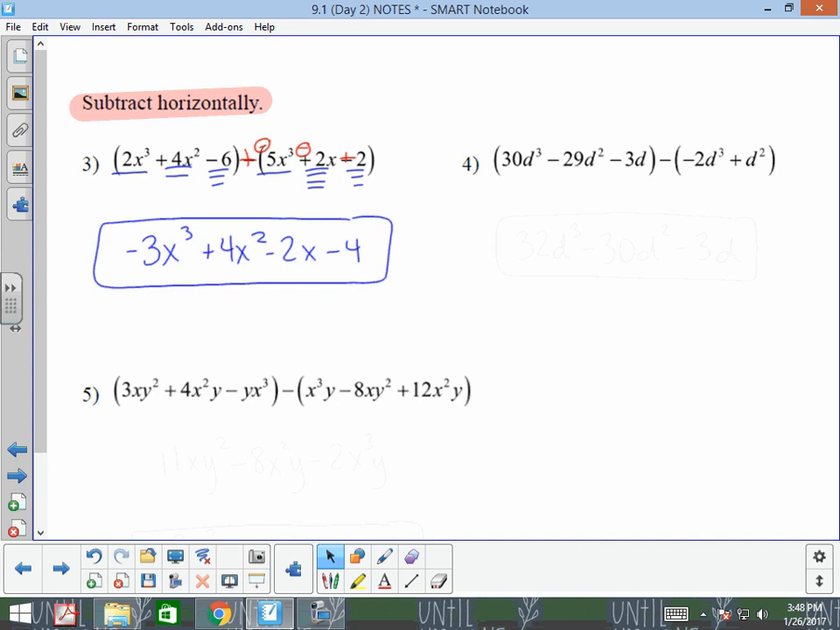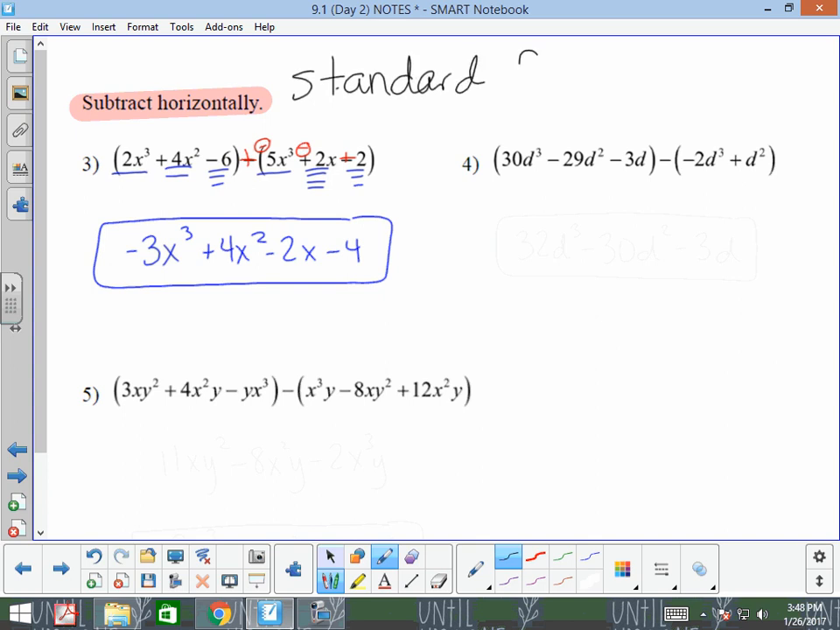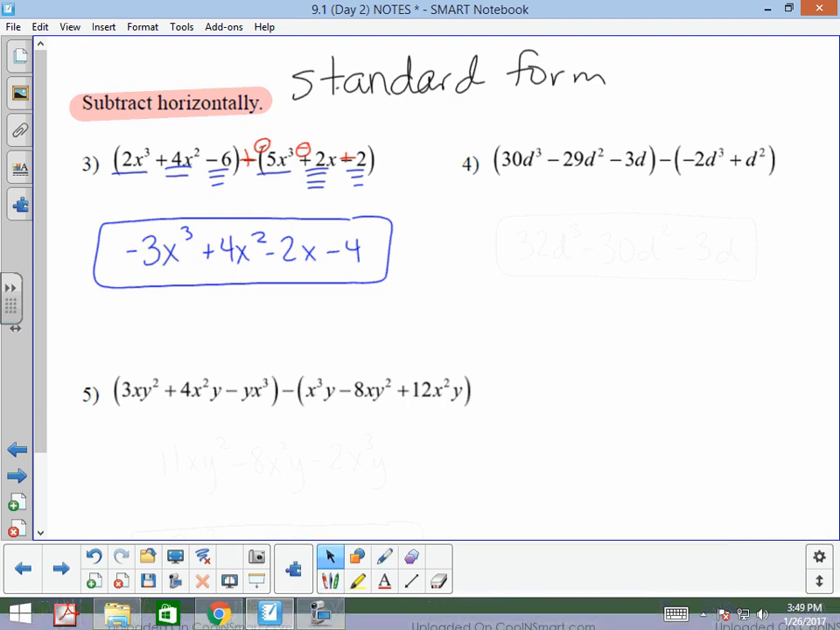4x squared, we're just going to write it down. I'm writing it down in standard form. Remember that when you add or subtract, you need to put your final answer in standard form. So after the exponent of 3, as we're going in descending order, will be x squared, so that's a positive 4x squared. Then we have negative 2x, so it will be the next one going down in descending order. And then last will be negative 6 plus 2, which is negative 4. So our answers do need to be in standard form.